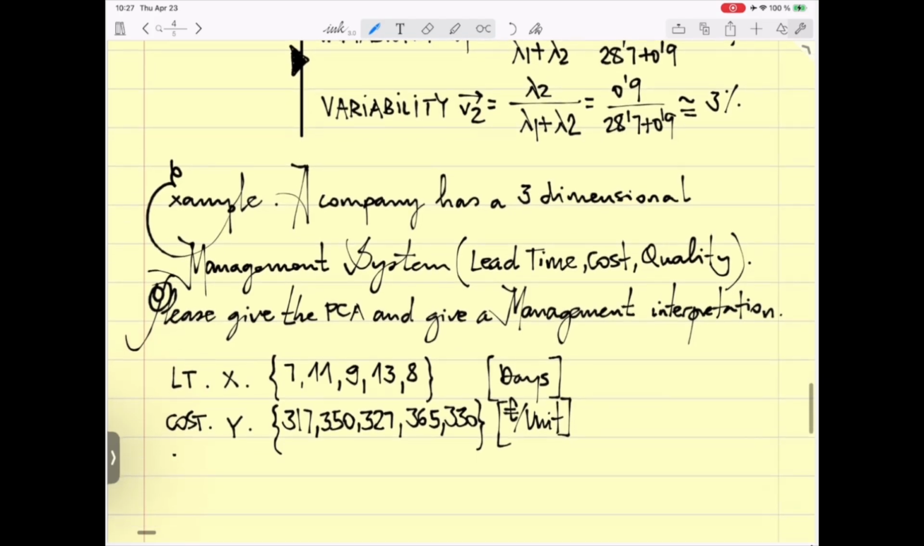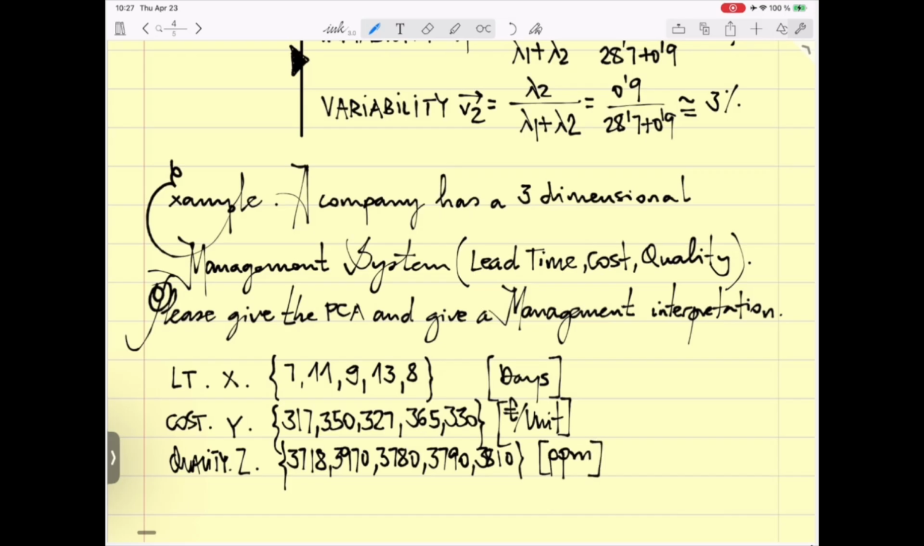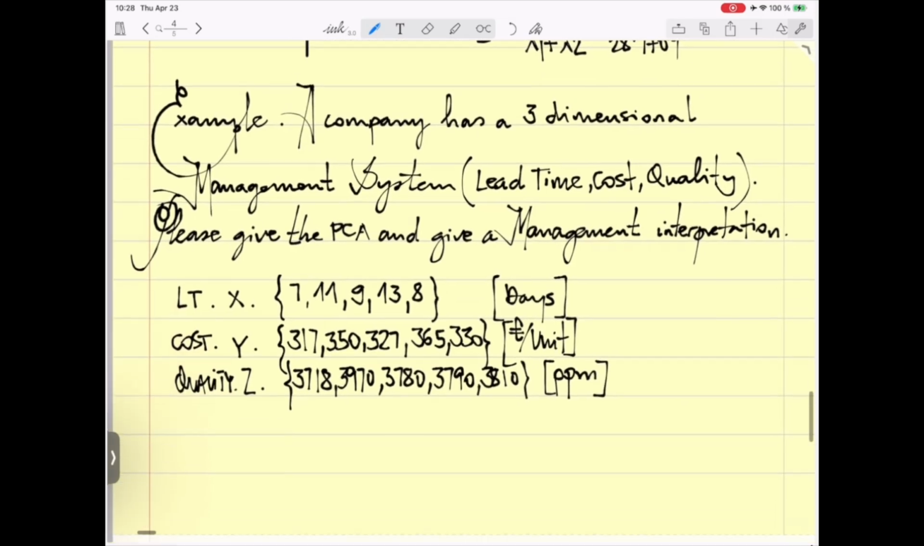And quality, Z: 3,718, 3,970, 3,780, 3,790, and 3,810, measured in parts per million. Parts per million is the number of wrong parts per million produced.